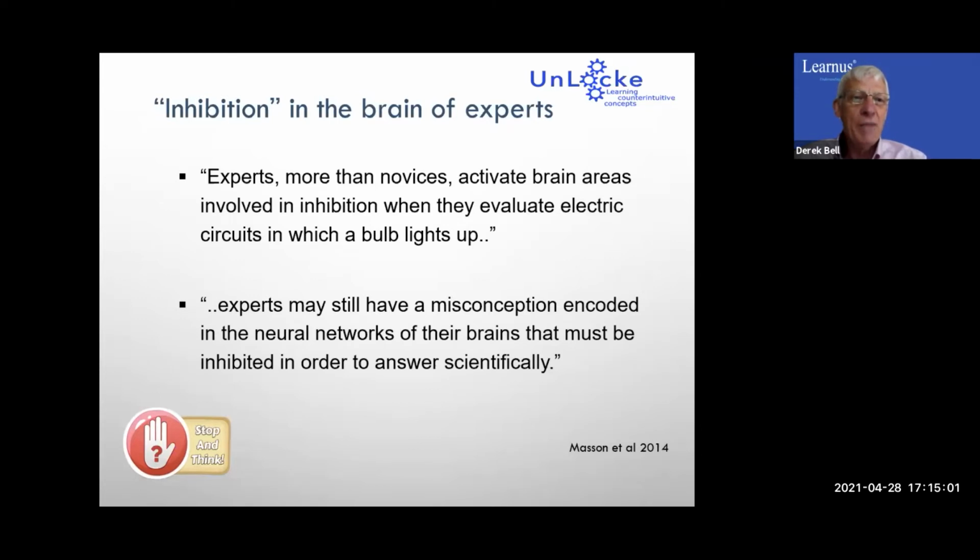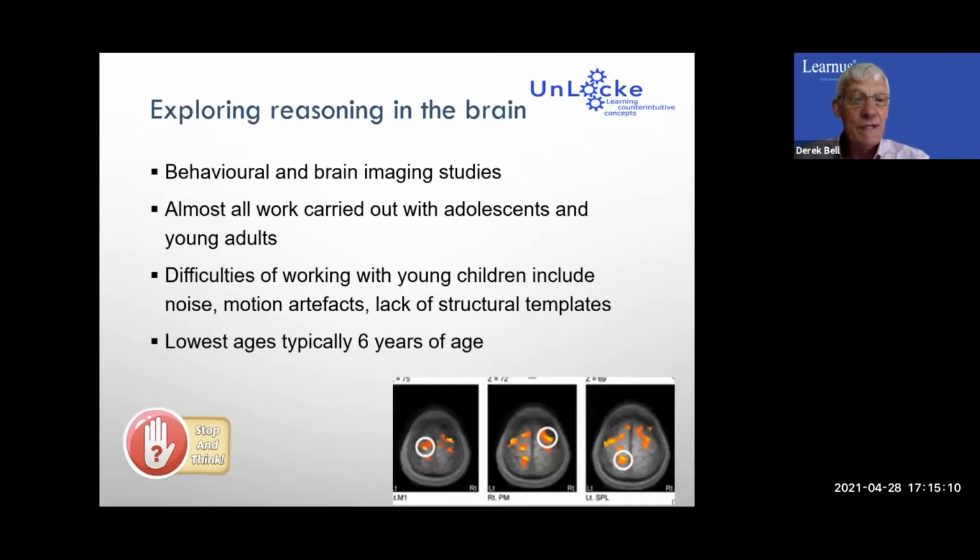If this is what's happening with experts and non-experts who are fairly well advanced in their learning, what happens with younger children? Obviously, we've got a range of behavior and brain imaging studies that have contributed to this sort of work, but almost all the work is conducted with adolescents and young adults. So whether the same thing happens with young children is something that we didn't really know. And that is compounded by the fact it's difficult working with young children.